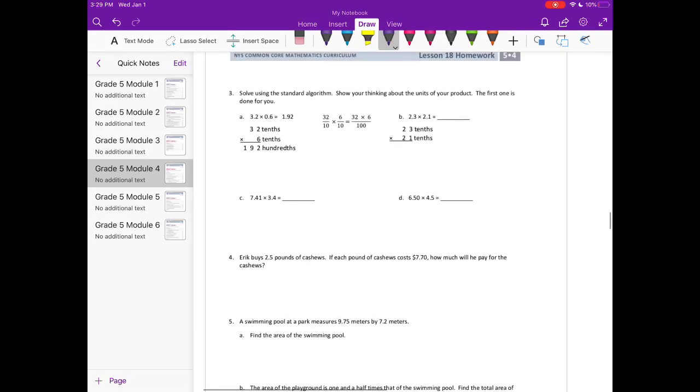1 times 3 is 3. 1 times 2 is 2. Put my 0 down. 2 times 3 is 6. 2 times 2 is 4. Add it together. We get 483, and we had tenths times tenths, which is hundredths.